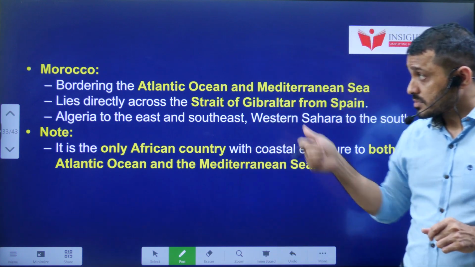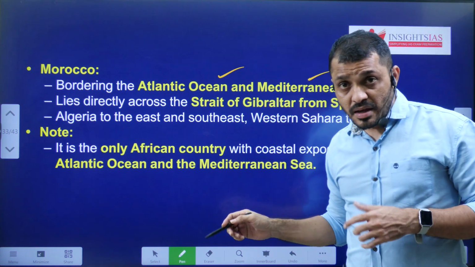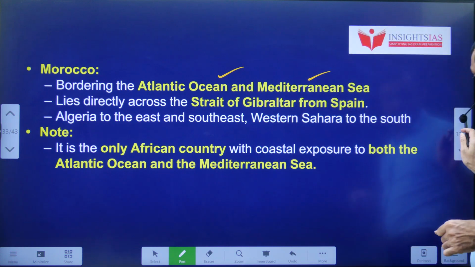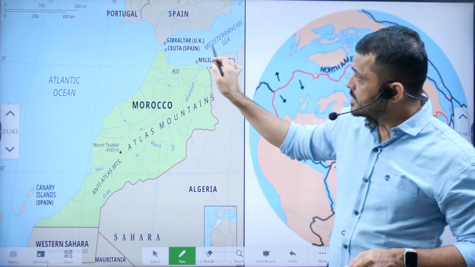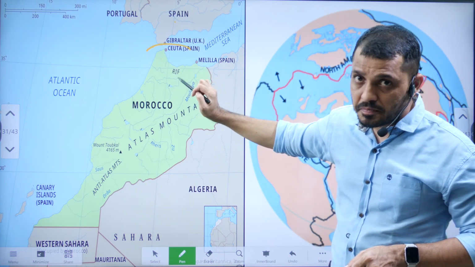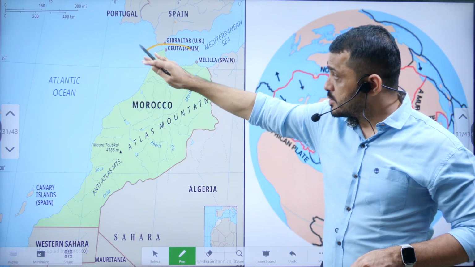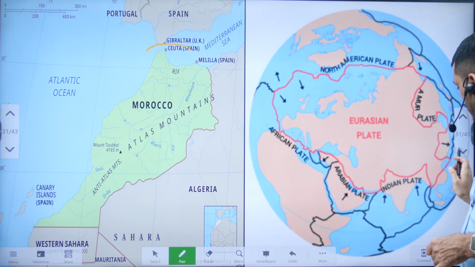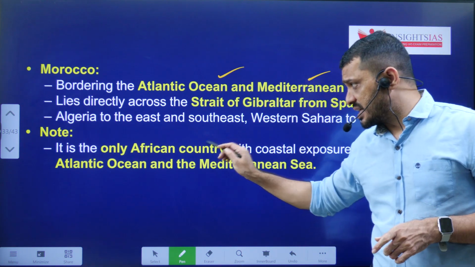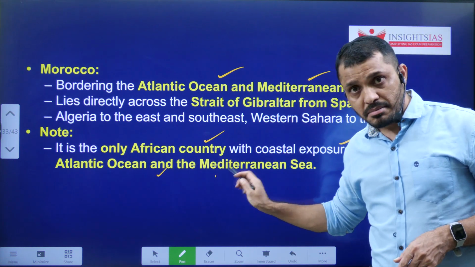Okay, Morocco is bordered by the Atlantic Ocean and Mediterranean Sea, and Morocco and Spain are separated by the Strait of Gibraltar. In this map you will see the Strait of Gibraltar. The Strait of Gibraltar separates Spain and Morocco, and it connects the Mediterranean Sea and the Atlantic Ocean. Gibraltar comes under the UK administration. Morocco is the only African country which has coastal exposure to both the Atlantic as well as the Mediterranean Sea.